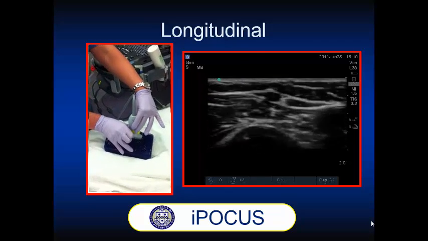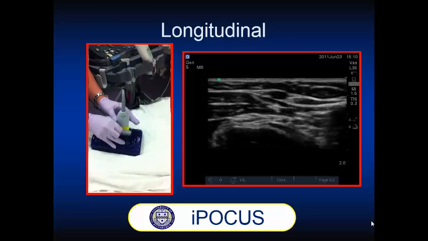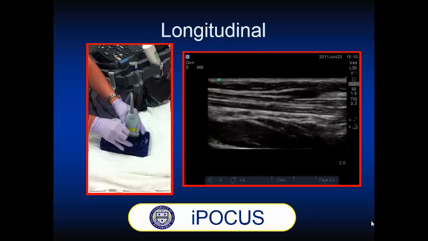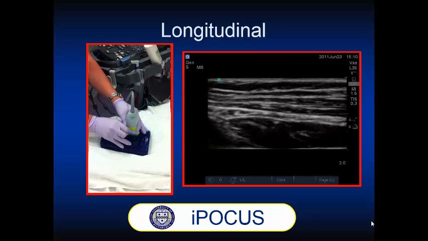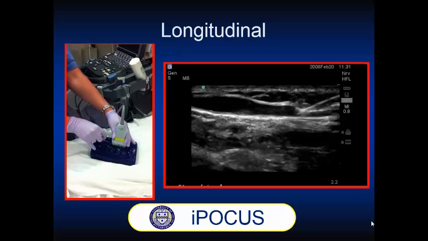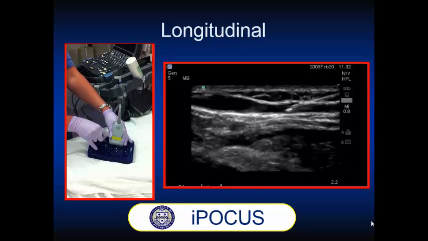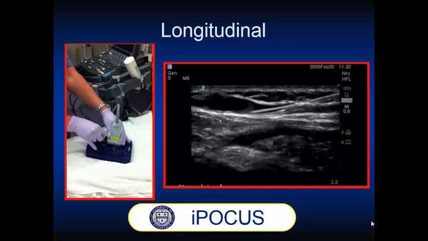Therefore, the patient's head, or proximal, will be on the left side of the screen, and the patient's feet, or distal, will be on the right side of the screen. With the needle placed just at the edge of the probe, penetrate the skin and you should be able to visualize the needle in its longitudinal orientation.